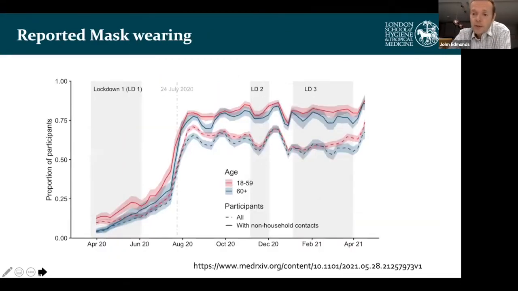Finally, just a quick whiz, the last one I want to show you in terms of some of the results. This is mask wearing over time, and you can see mask wearing was very low at the beginning and has increased very rapidly during the summer.